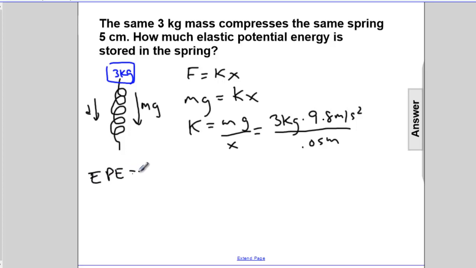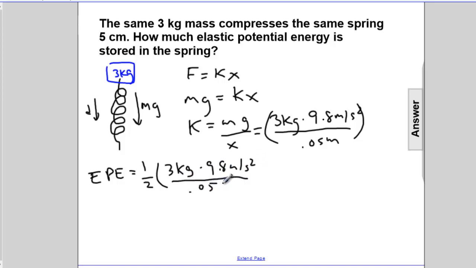EPE is 1/2 of what K is. This is going to get a little bit busy. We could just take all this information and put it in: 3 kgs times 9.8 meters per second squared divided by 0.05 meters times the square of x.